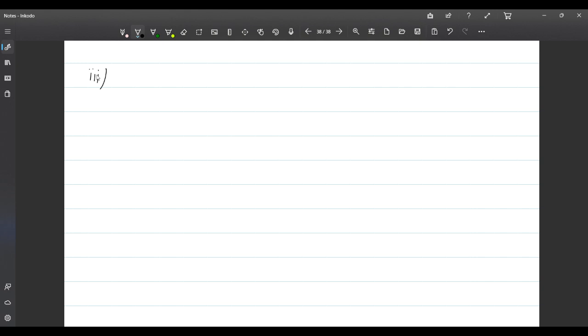Third part is sec a plus tan a into 1 minus sin a. So we have to determine this. What is the formula of sec a? 1 upon cos a. And what is the formula of tan a? Sin a upon cos a, into 1 minus sin a.